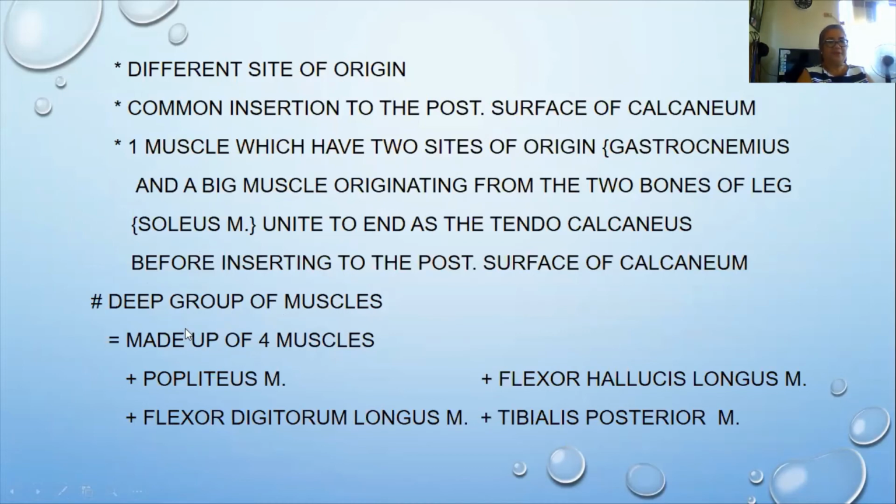Now, the deep group of muscles, there are four muscles. Remember, your superficial group of muscles and deep group of muscles are divided because of the presence of the transverse fascia. Now, these four muscles are your popliteus muscle, your flexor digitorum longus, your flexor hallucis longus muscle, and your tibialis posterior muscle. So there are four.